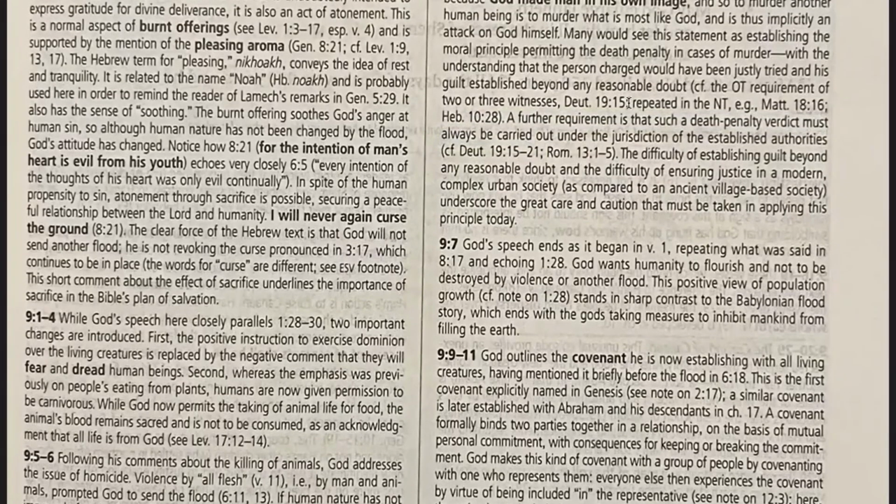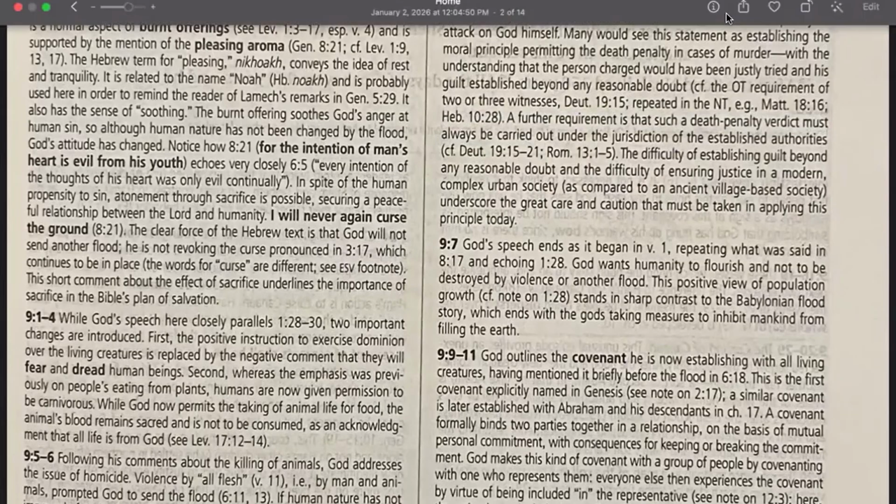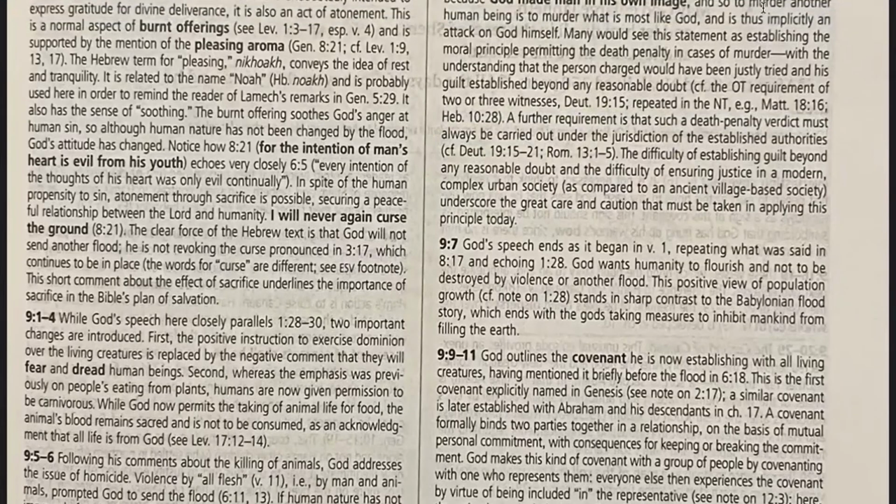No. All right, so it's preferable because God made man in his own image. And so to murder another human being is to murder what is most like God, and is thus implicitly an attack on God himself. Many would see this statement as establishing the moral principle permitting the death penalty in cases of murder, with the understanding that the person charged would have been justly tried and his guilt established beyond any reasonable doubt. Cross-reference the Old Testament requirement of 2 to 3 witnesses.